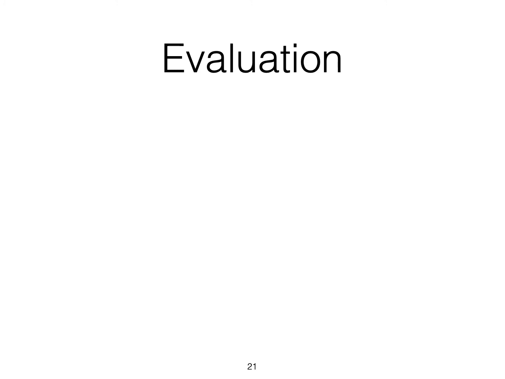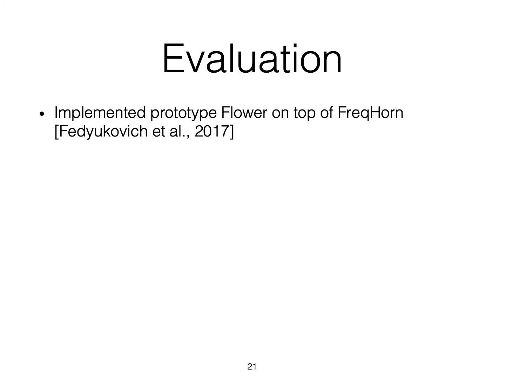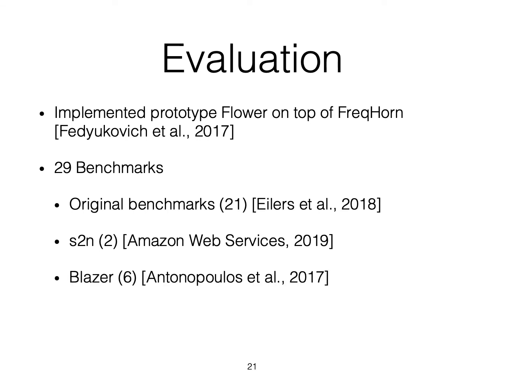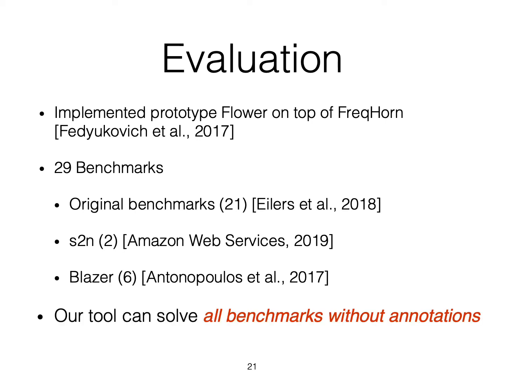We implemented this algorithm in a prototype called Flower on top of the Freecorn CHC solver, and we evaluated it on 29 benchmarks. 21 of these benchmarks were based on the benchmarks used in the original work on modular product programs. 2 of them were based on S2N, a TLS implementation by Amazon Web Services, and 6 of them were taken from the evaluation of Blazor. Our tool is able to solve all of these benchmarks without any annotations. Note that the annotations from the modular product program benchmarks were removed in our evaluation.